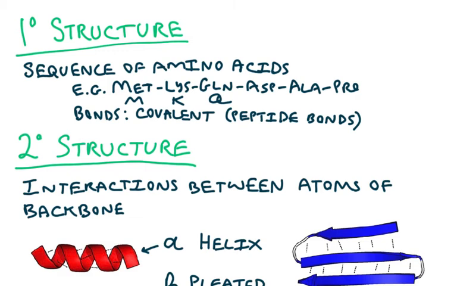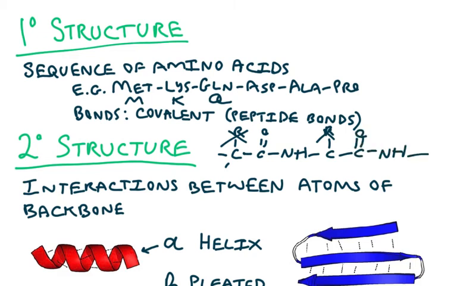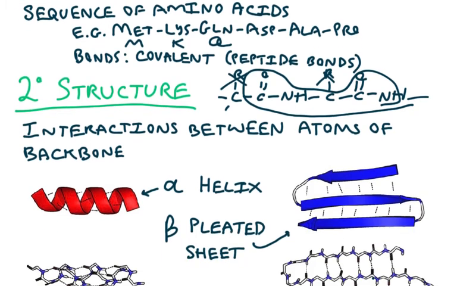So when we have a long chain of amino acids, we're going to have a backbone that looks like this. So here's the R group. We don't care about the R group right now. But that's going to be our backbone here with our peptide bonds. And these guys are going to interact with each other via hydrogen bonding to make some pretty interesting shapes.